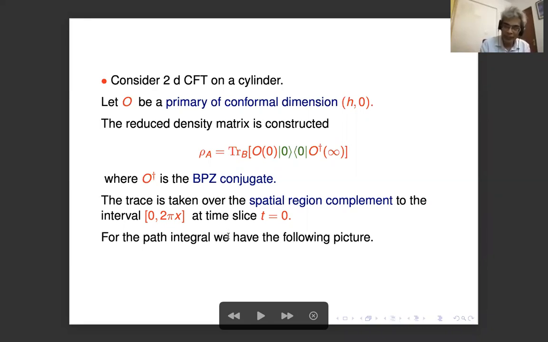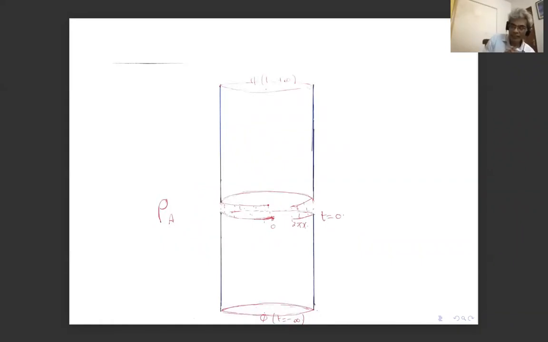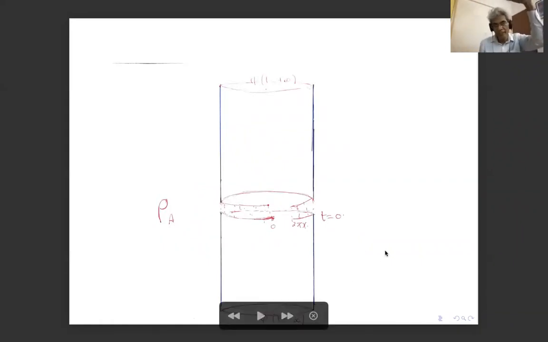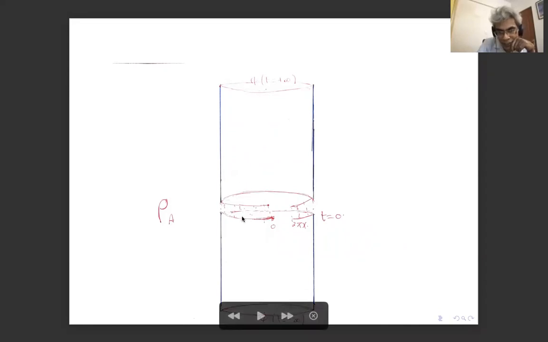Now, let me show it in a picture. Then it's easier to understand, actually. So here is the picture. I hope downstairs you can see. So this is a cylinder. Suppose you want to create a state in the CFT. In the cylinder picture, it is easy. You insert this phi, the operator which is creating it, or O, at t equals minus infinity, and evolve it to t equals zero. And the bra, the BPZ conjugate, is created at t equals plus infinity and evolved backwards. Now when you take the trace over the region B, meaning you trace over all these things which I have drawn here, you leave this untraced. So there's a little mouth between 0 and 2 pi x, on a cylinder of radius one.